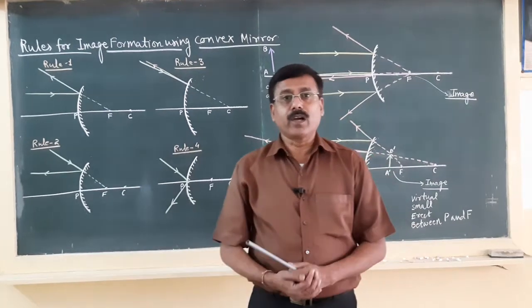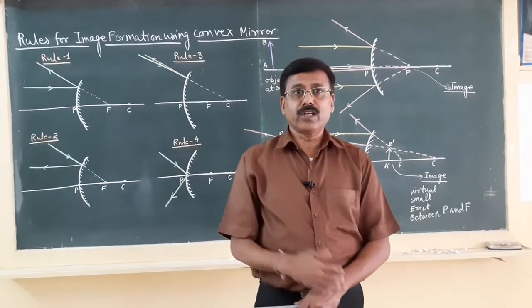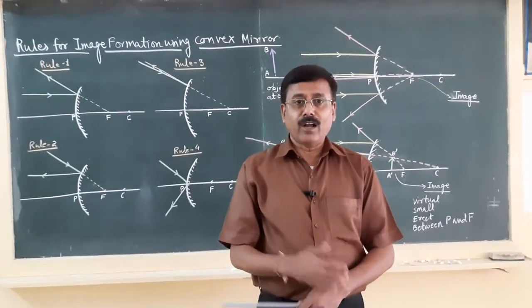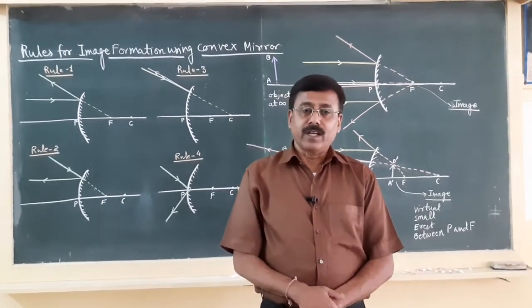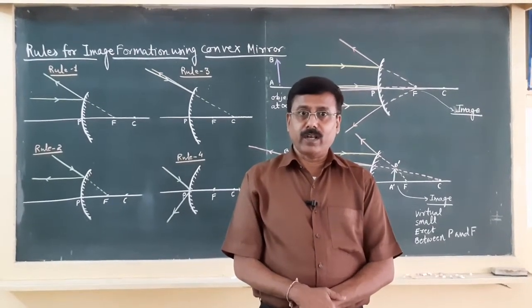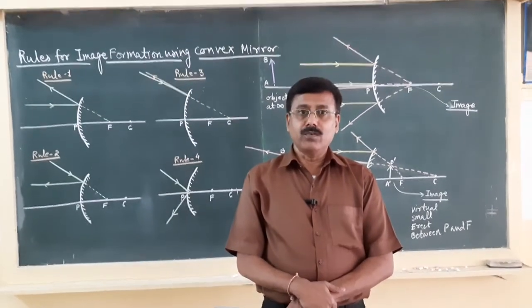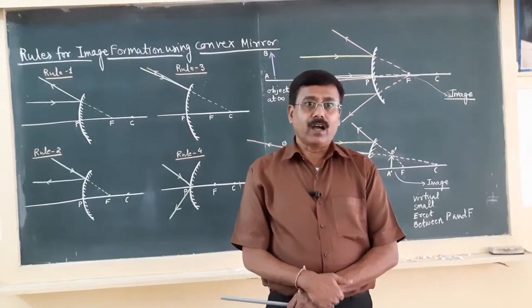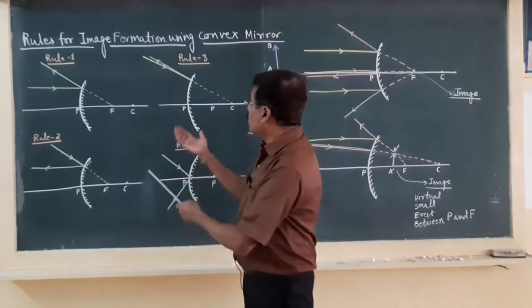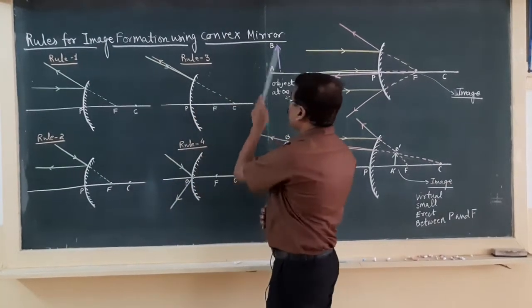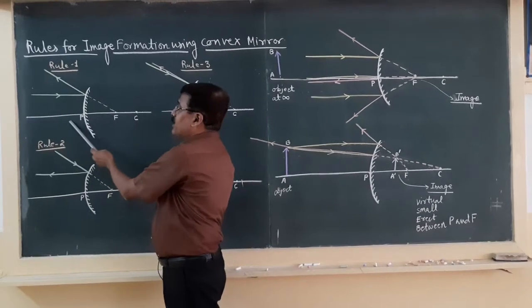Okay, today you will come to know what the rules for image location using a convex mirror are and how the image is formed using the convex mirror. The practical use of the convex mirror, as you already know, is to see the back view, generally used in automobiles, cars.